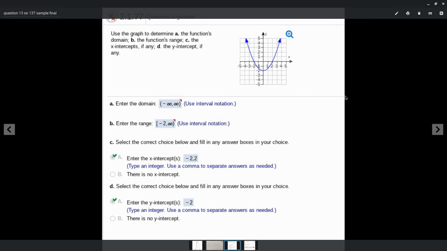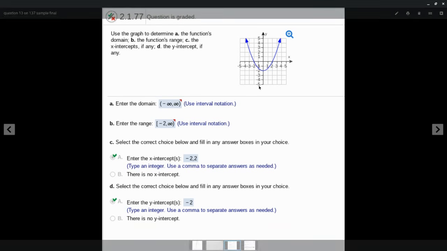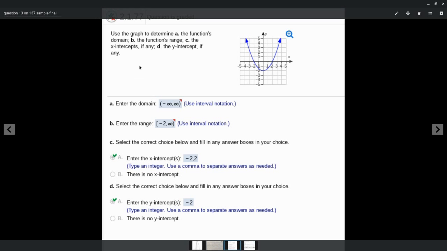Okay, I just wanted to, this is number 13 on the sample final. It's just a question. It gives you a graph of a parabola and asks you to find different things given the graph. One helpful thing here, I can't do it here because this is a screenshot, but you can blow the graph up and get a little bit better picture of the graph when you're answering the question on the test. The first thing is the domain, right?